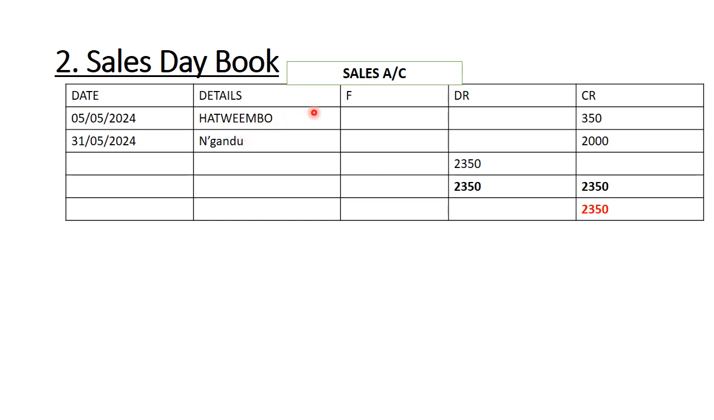Then we know Hatwambo and Bingandu are the two individuals we sold items to, right? So in the sales account, we always credit the sales account. So we have credited the sales account because we have given them our items, 350 and 100. So you can get the total here, and the balance brought down. So this is the sales account. So now this is one side. You need to complete the double entry.